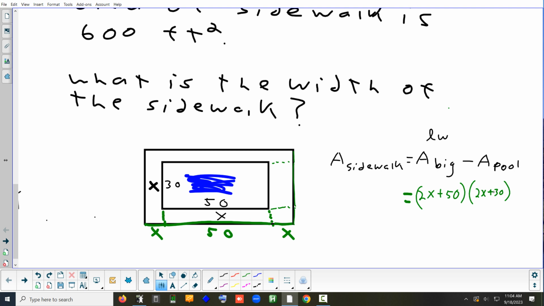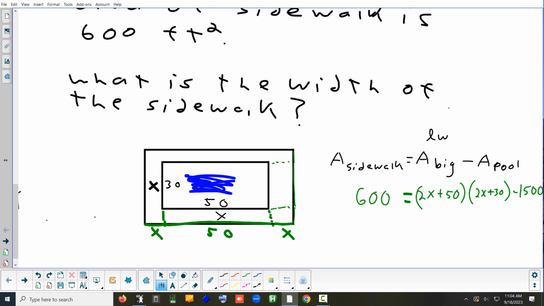Now the other ones we can fill in. Area of the sidewalk, what did they tell us that was? 600 feet squared. 600. Now the area of the pool they didn't give us, but we can find it. We know the pool is 30 by 50. So that's 1,500.